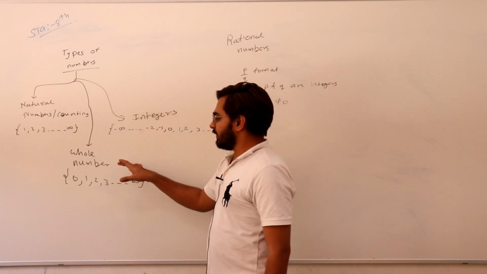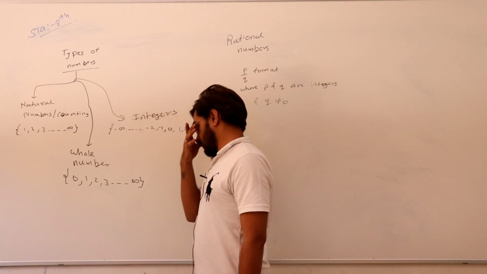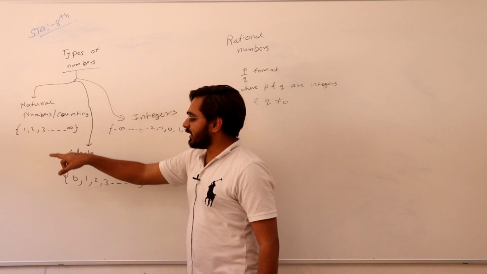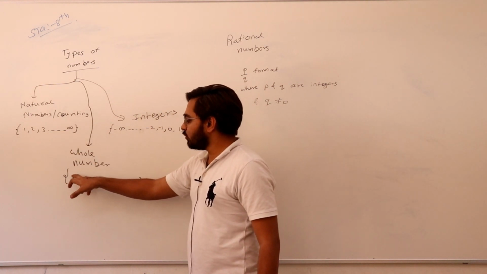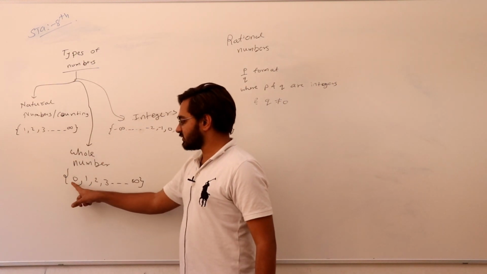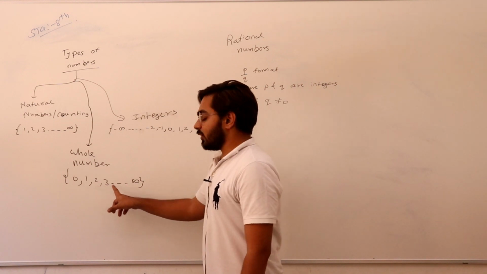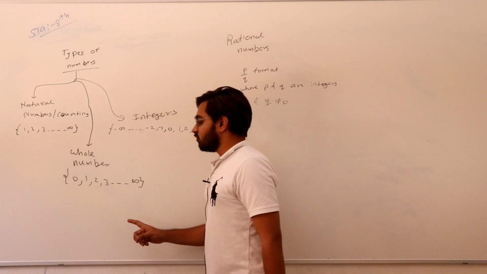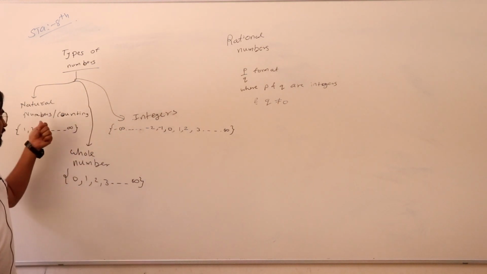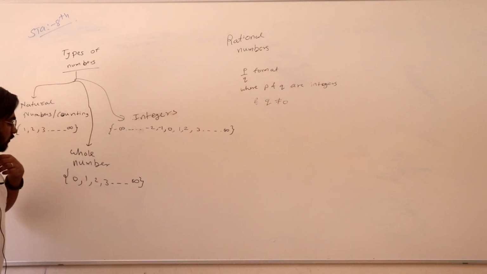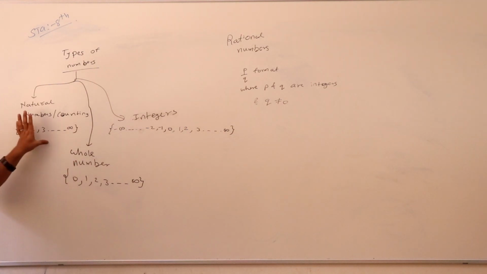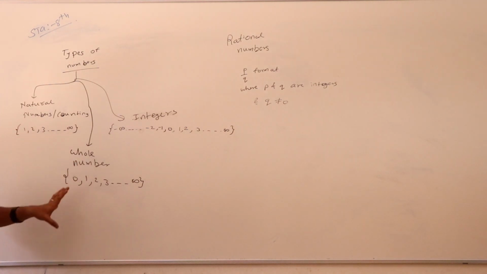Then in 6th standard we learn whole numbers. When 0 is added to the set of natural numbers, we get the set of whole numbers. The set of whole numbers starts from 0, 1, 2, 3 and goes up to infinity. So the only basic difference between whole numbers and natural numbers is 0. Whole numbers have 0, and the natural number set does not have 0.